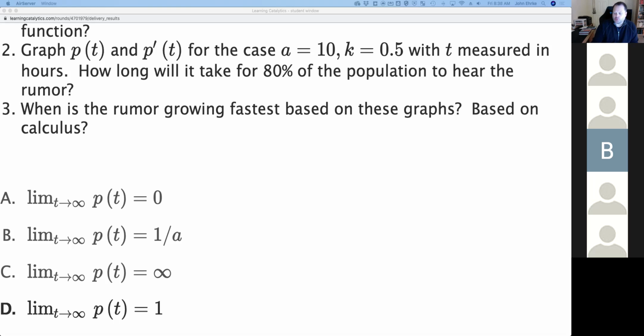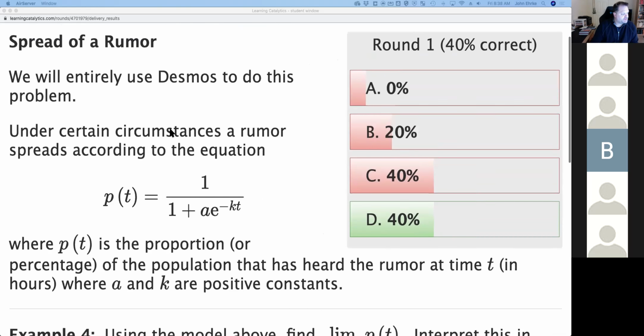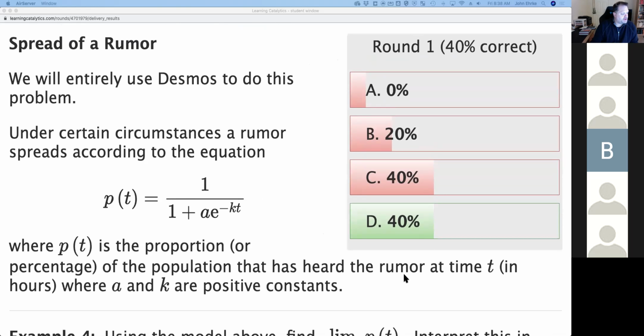What's a contextual reason for why the limit is 1? Has nothing to do with the calculation, just the context of what this function represents. So this function represents a proportion of the population that has heard the rumor. Why does it make sense that the limit at infinity is 1? Because eventually everyone hears a rumor. Right, and what is 1 as a percentage? Everybody. Yeah, 1 is 100%. So 100% of people, or the proportion 1, 100% of the people will have heard the rumor as time goes on.